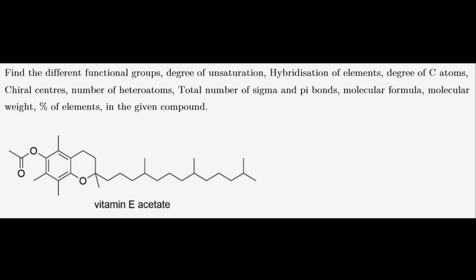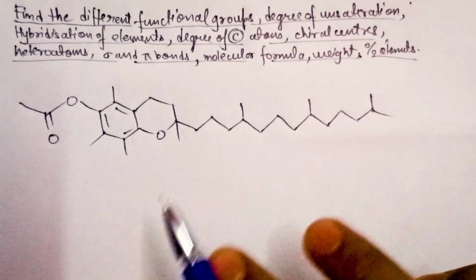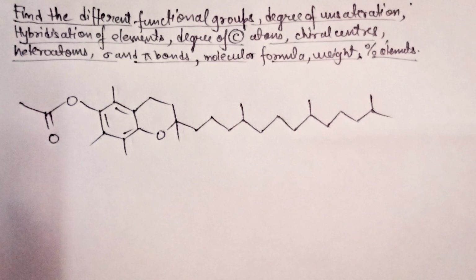In this illustration, we'll find the different functional groups, degree of unsaturation, hybridization of elements, degree of carbon atoms, chiral centers, heteroatoms, sigma and pi bonds, molecular formula, molecular weight, and percentage of each element in the given compound. This is the first compound, and let us find out the different properties.